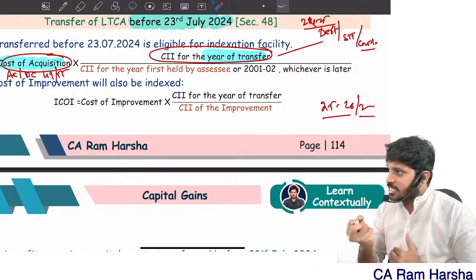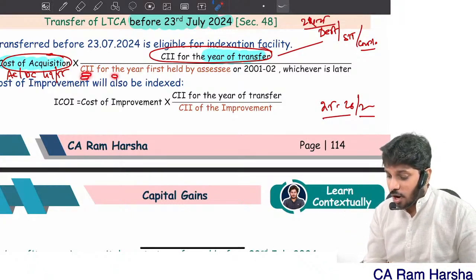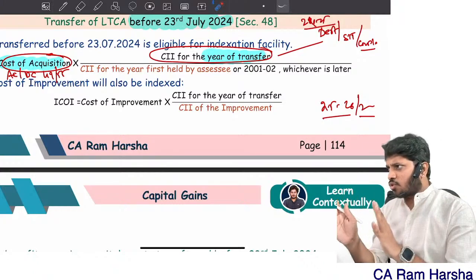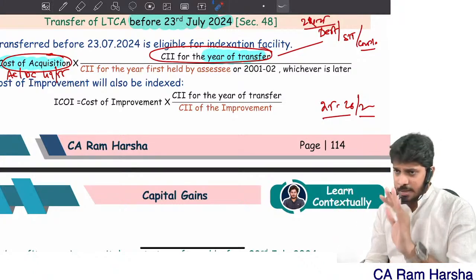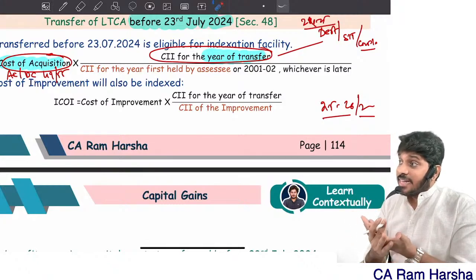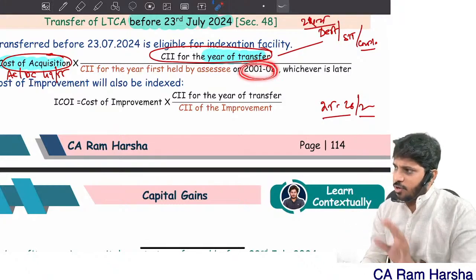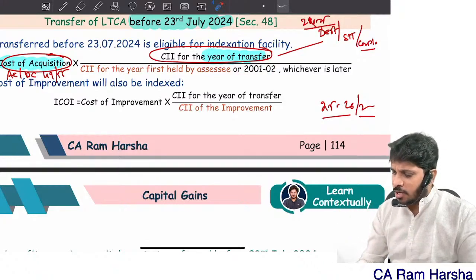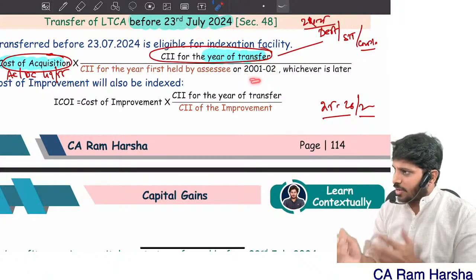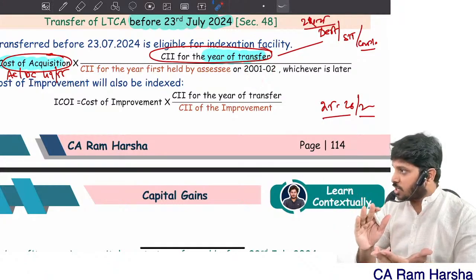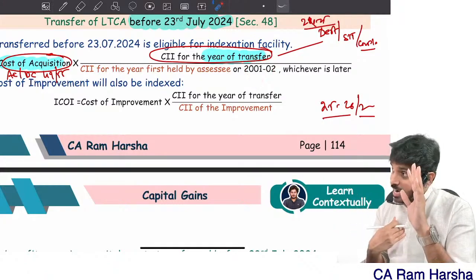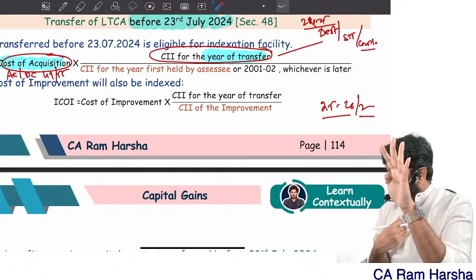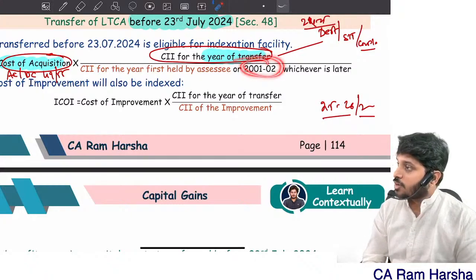When you got this asset into your hand, sir, I got the asset into my hand somewhere on or after 2001 or 2002, sir. Simple. When the asset came into your hand, that year's index number you should put. For us, the indexation facility comes only from the 2001-2002 financial year. So that is the base year. So the index number cannot be before 2001-2. Suppose you purchased the asset in 98-99, 95-96, or 90-91, it doesn't matter. The index number of 2001-2 we will use.